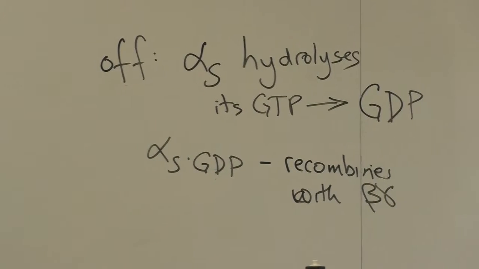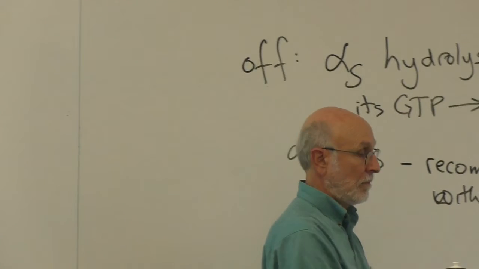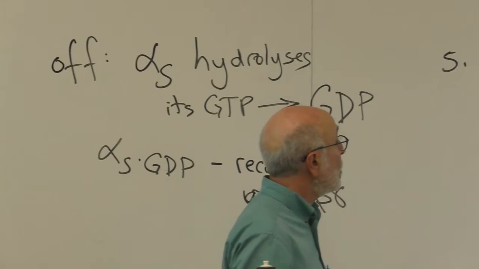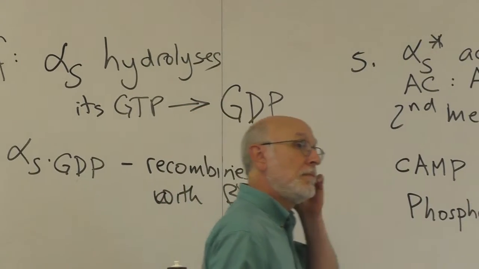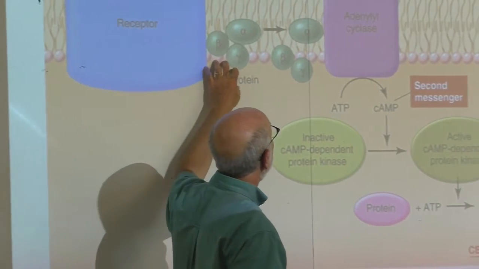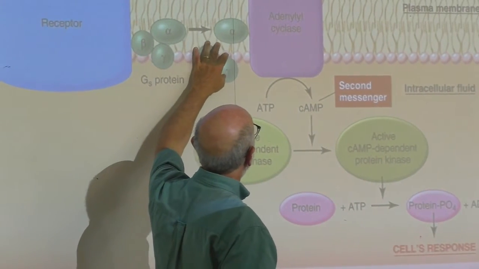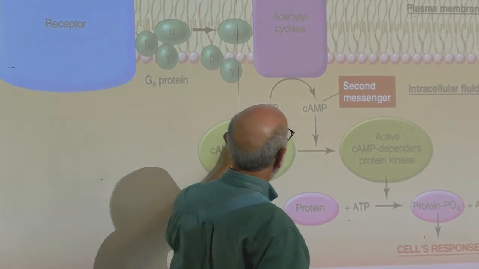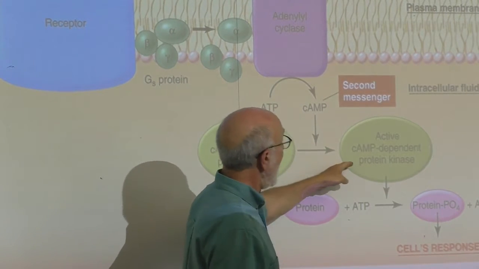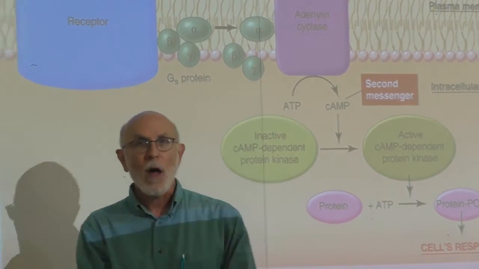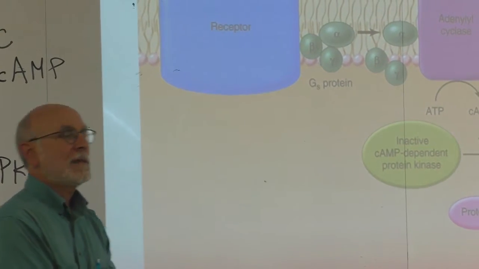This should all ring a bell. And if not, you're going to have to review it. Your textbook will help you review it because this cartoon covers it. Receptor, G protein, alpha beta gamma separation, adenylyl cyclase, cyclic AMP, PKA, phosphorylate. It's all here.